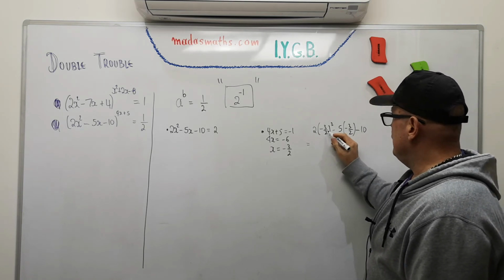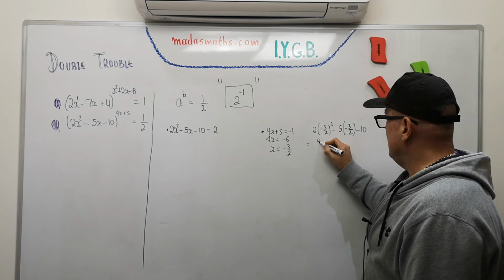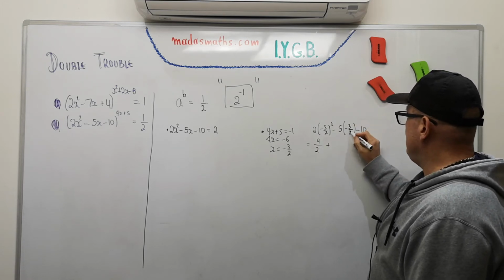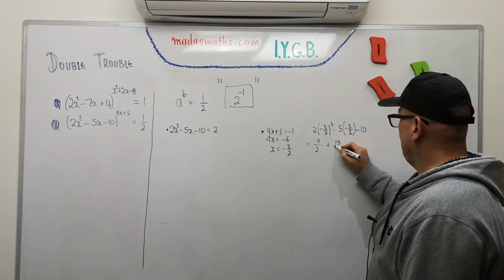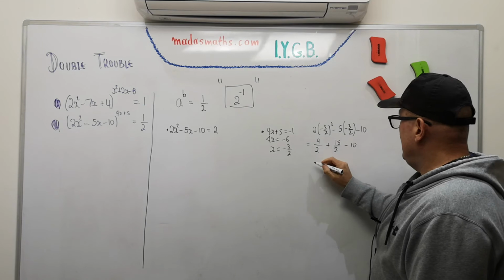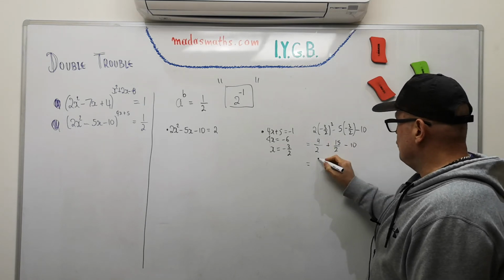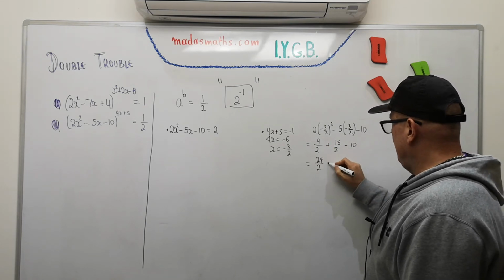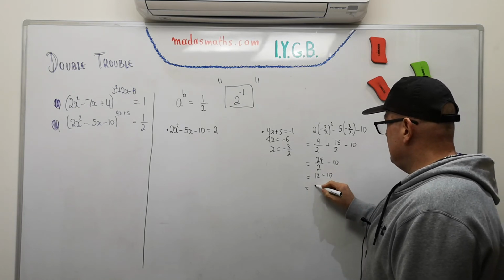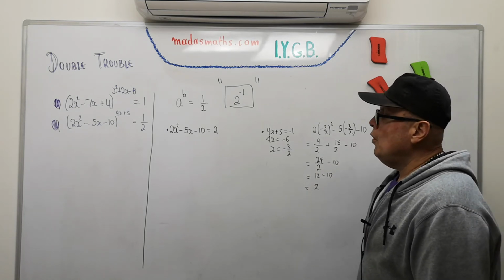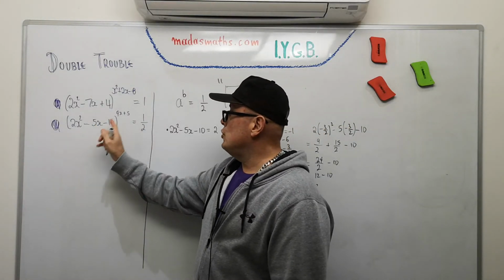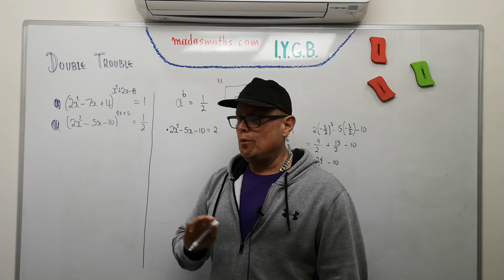So that is 9 quarters, which will become 9 over 2, plus 15 halves, minus 10, and that of course is 24 over 2, minus 10, which is 12, take away 10, and that in fact is 2. Therefore, we found a solution. x is equal to negative 3 over 2 makes this equal to a half, and we're done.